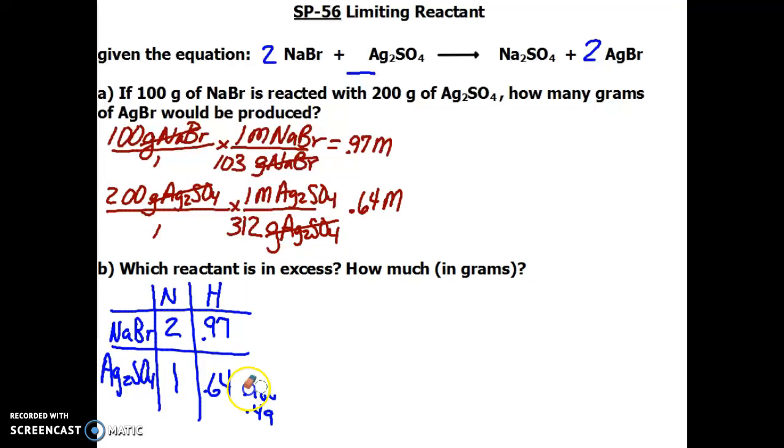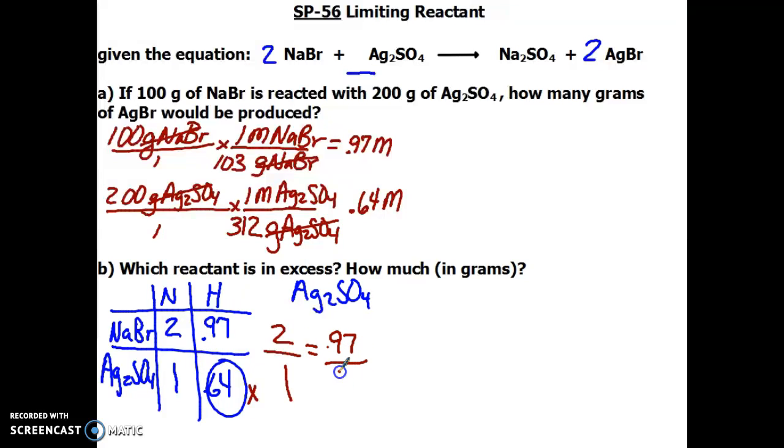So, according to this, I already know that I have way too much of the Ag2SO4 because I have to have twice as much NaBr. So the answer to this question right here, right now, is Ag2SO4. But figuring out how much is where it gets a little bit complicated. So what we're going to do is figure out how much of this I should have used. The easiest way to do this is use what we already have on here and set up a ratio. We're going to call this X, and I already have a simple ratio right here. This says that I have 2 over 1 equals 0.97 over X.